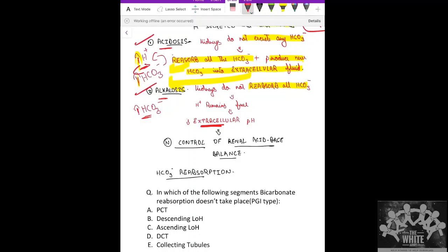Okay. Now we will see how this takes place. How does this HCO3 minus reabsorption take place?